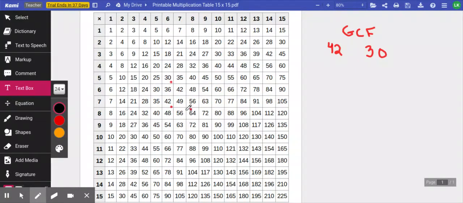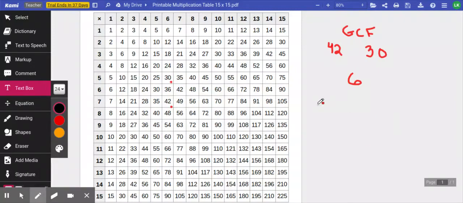So I looked for the biggest times table that has both numbers in it. It wasn't in the 7s, the 8s, the 9s, the 10s, all the way up to the 15 table, but it was here in the 6 table. That means 6 is my greatest common factor. Now to learn how to factor, keep watching.